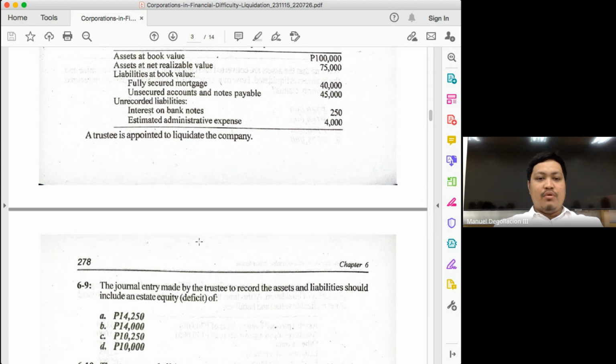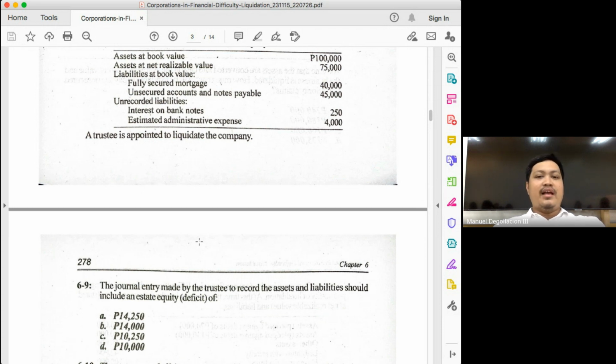But in this case, obviously, we will have a deficit because, again, the normal scenario for corporate liquidation is that your assets are not sufficient to pay off your liabilities. And again, the most straightforward approach, class, in solving for your deficit or your deficiency is to go back to your basic accounting equation, which is your assets is equal to liabilities plus equity. And if you're looking for the deficiency or the deficit, class, then you are simply looking for your negative equity.